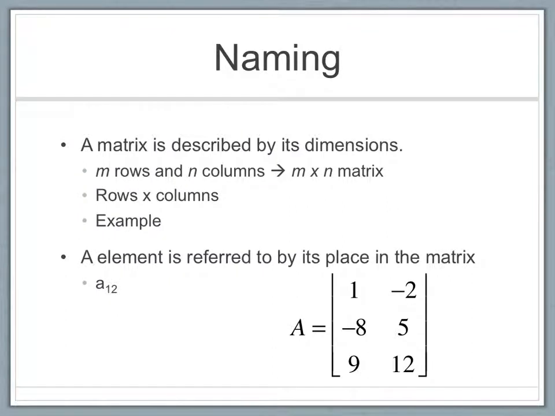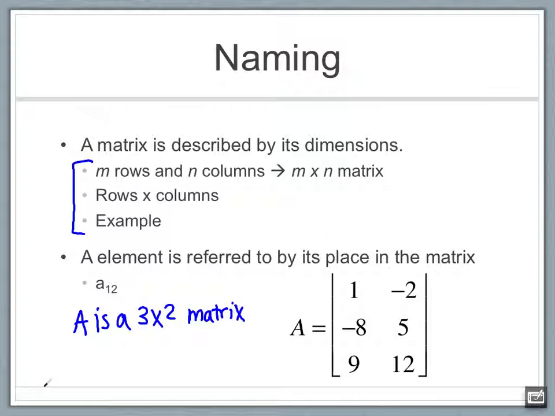Next thing I want to talk about is how we name a matrix. A matrix is described by its dimensions. Make sure you write this down at least, even if you don't write that first part down. So we name it by rows and then by columns. So m rows and n columns is called an m by n matrix. And then we have this example below. So this example has 3 rows and 2 columns. So we say A is a 3 by 2 matrix.